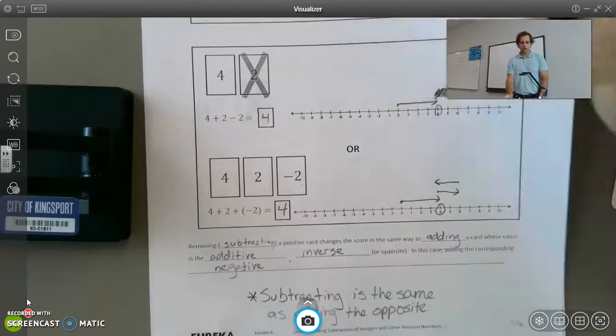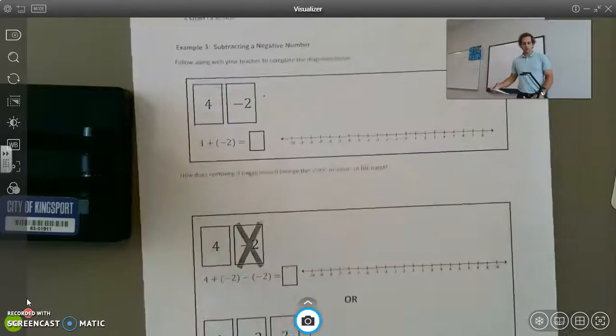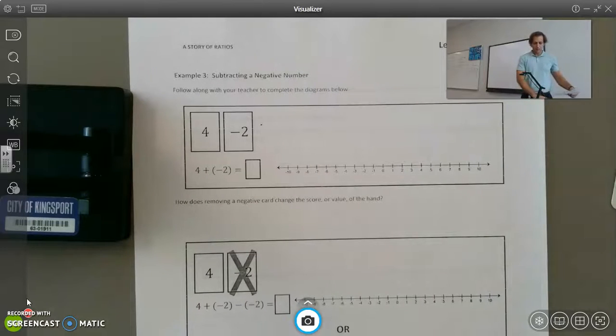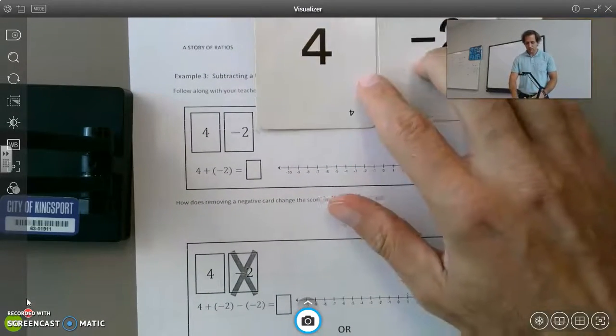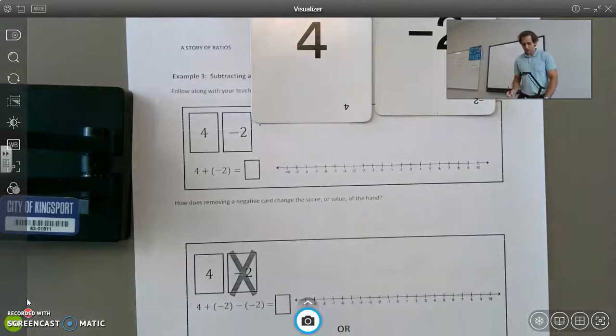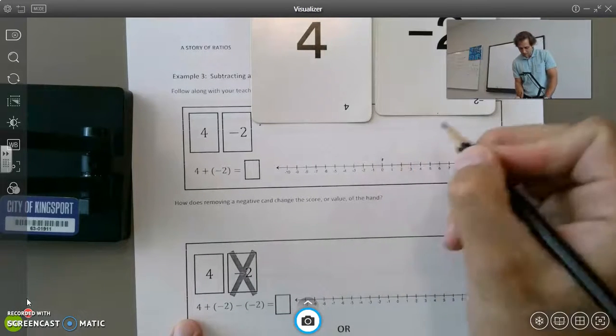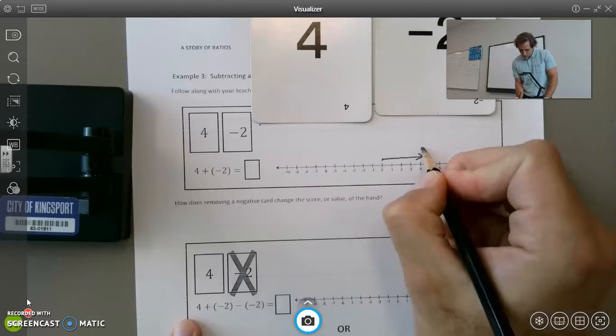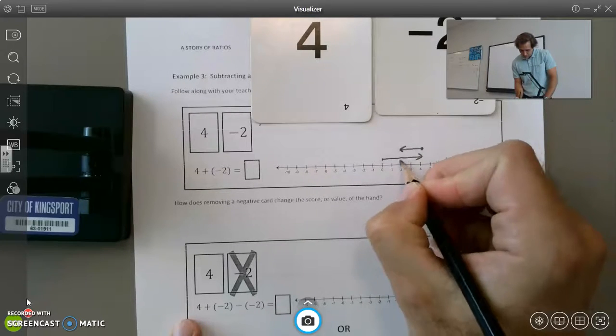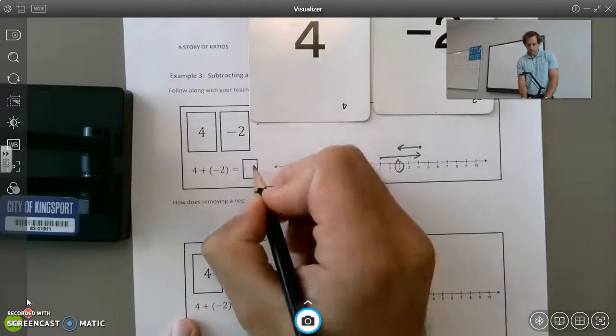Okay, now let's look at the next page. We're doing example 3. What's a little bit different about example 3 is that now we are dealing with a negative value of negative 2. So I have 4 and negative 2. The sum of my hand is 4 plus negative 2, sum is 2. Okay?